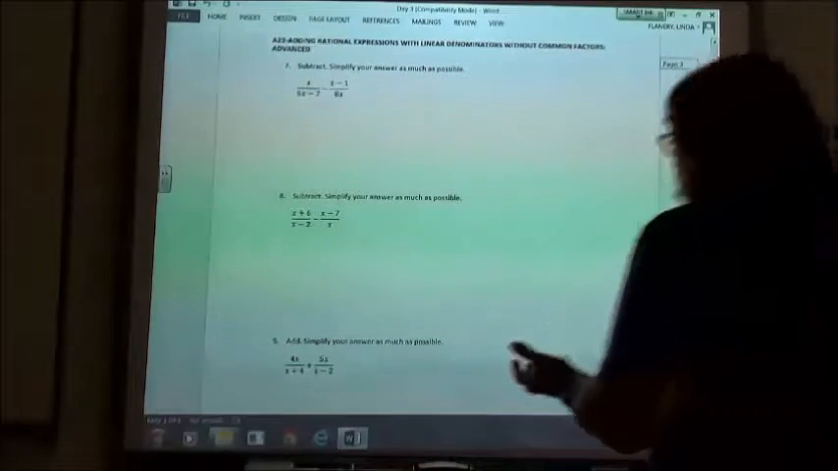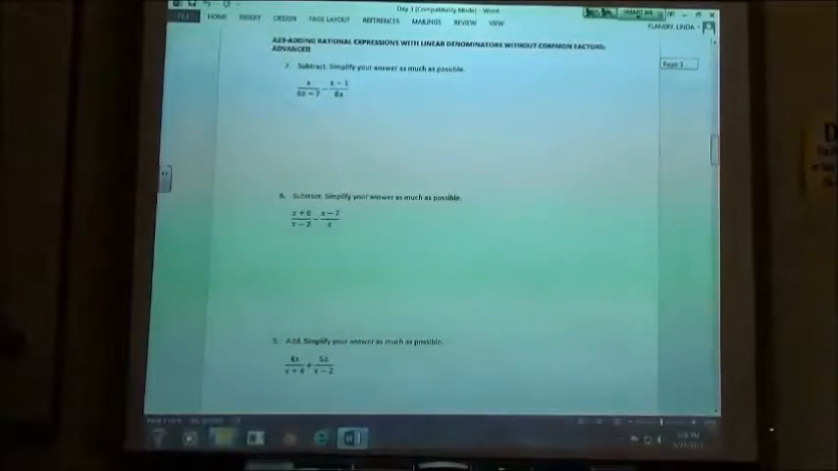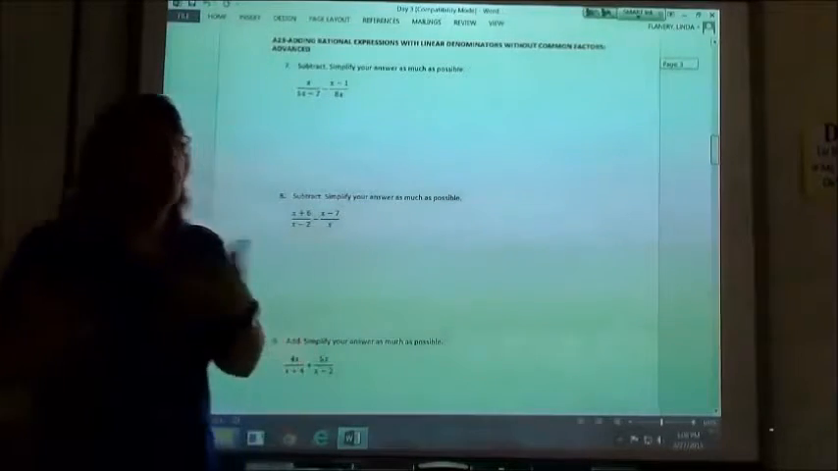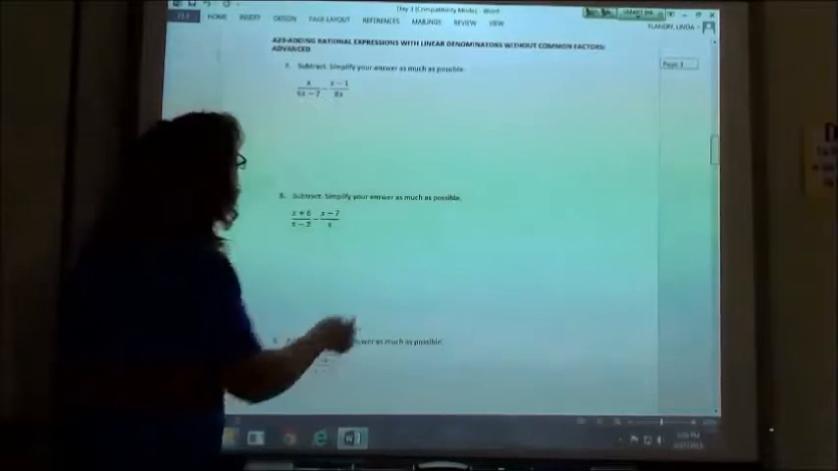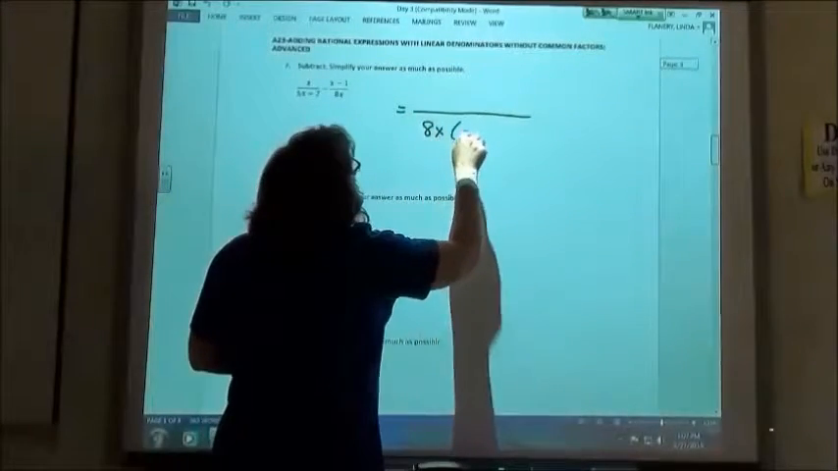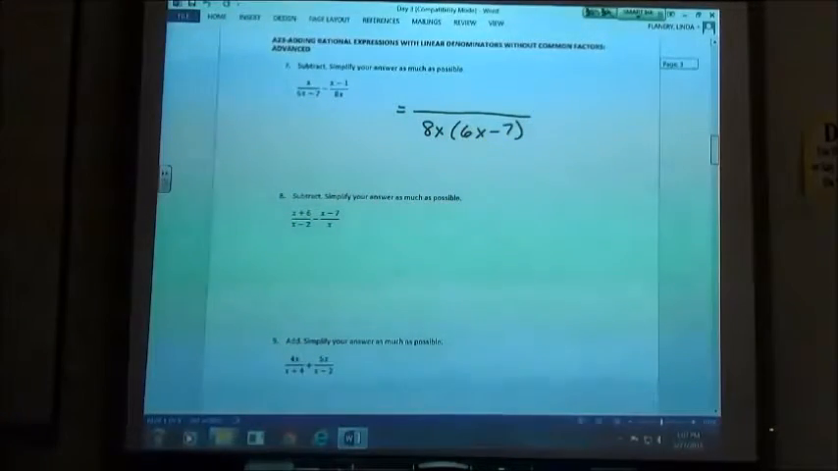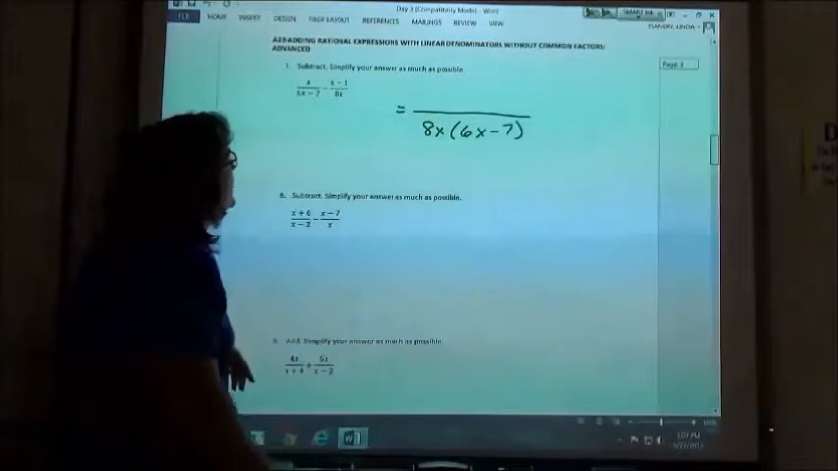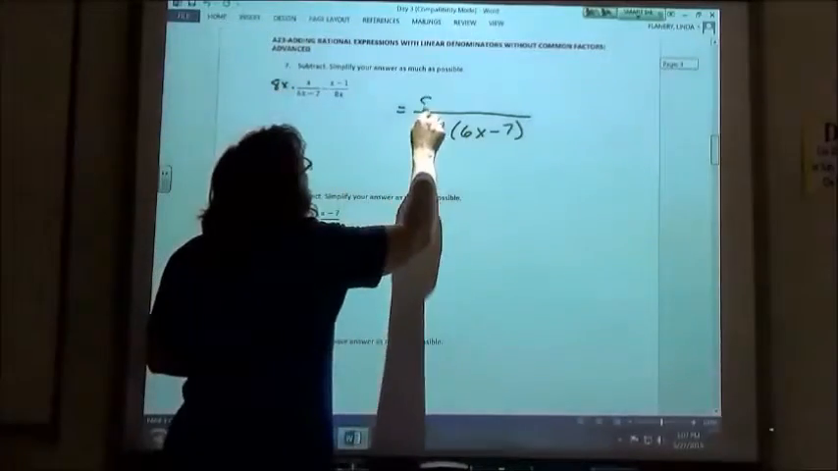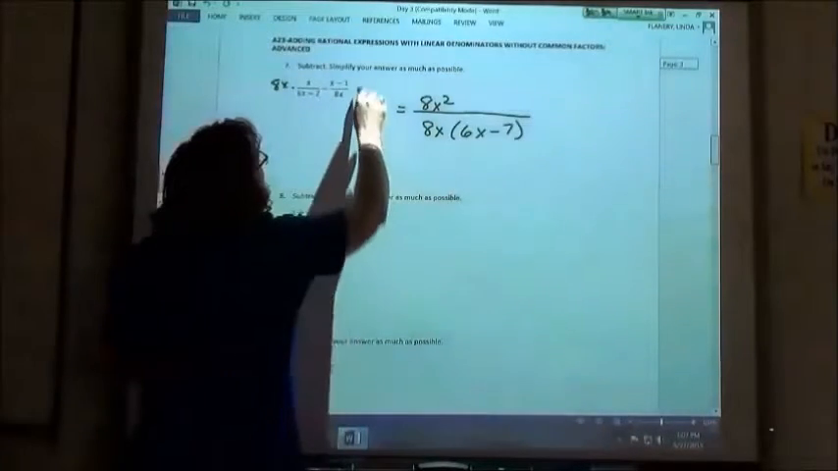7, 8, and 9, we're still adding and subtracting rational expressions, so we still have to find the common denominator. In this case, these two denominators are not going to have anything in common, so it's like having a 2 and a 3 and saying, oh, 2 times 3. We're just going to leave it in factored form, but on our common denominator, we're going to have 8x times 6x minus 7. And I just put the 8x first since it was a monomial. Looks prettier that way. So what happens is I end up taking the first one times the 8x. 8x times x is 8x squared. The second one I'm going to take times the 6x minus 7.